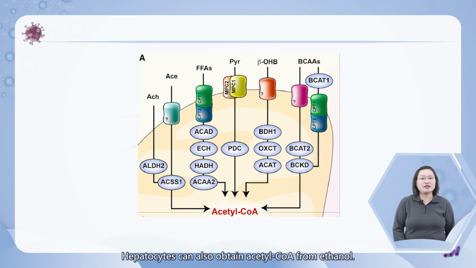Hepatocytes can also obtain acetyl-CoA from ethanol. In this case, ethanol is first converted into acetaldehyde in the cytosol by ADH1B. Acetaldehyde freely diffuses to the mitochondrial matrix, where it is converted into acetate by aldehyde dehydrogenase 2 family, ALDH2. Finally, ACSS1 employs acetate to produce acetyl-CoA. This metabolic circuitry may explain why ethanol ingestion causes protein acetylation, preferably in hepatic mitochondria.